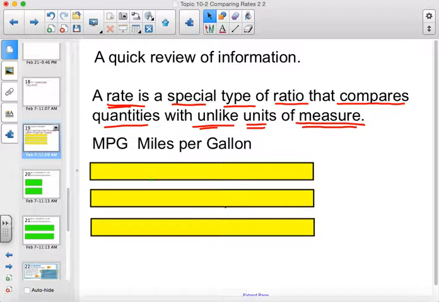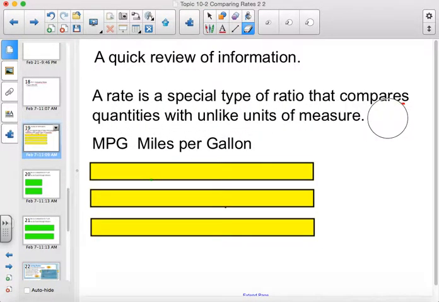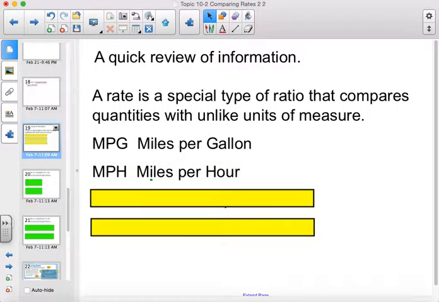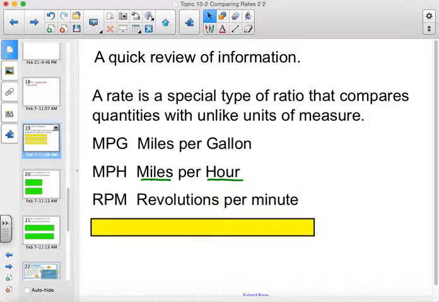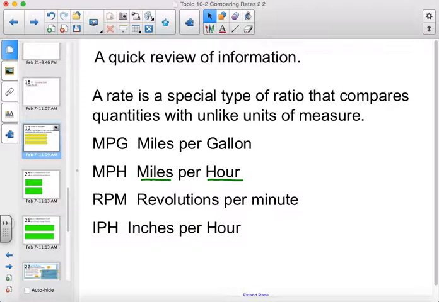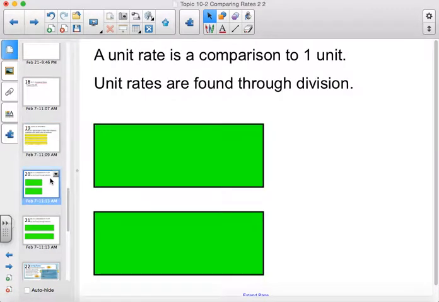Some examples would be miles per gallon, different units, distance to capacity. Another type of rate would be miles per hour, again, a distance to a time. RPMs, revolutions per minute. IPH, inches per hour. Again, you have a measurement of length and a time. So you have units of measure and units of time in that one. A couple examples, and how you would use them.